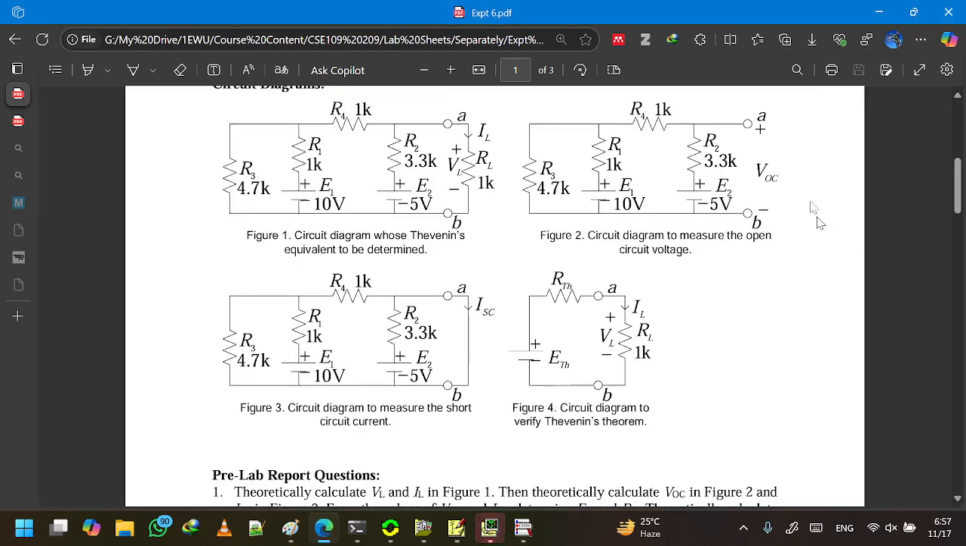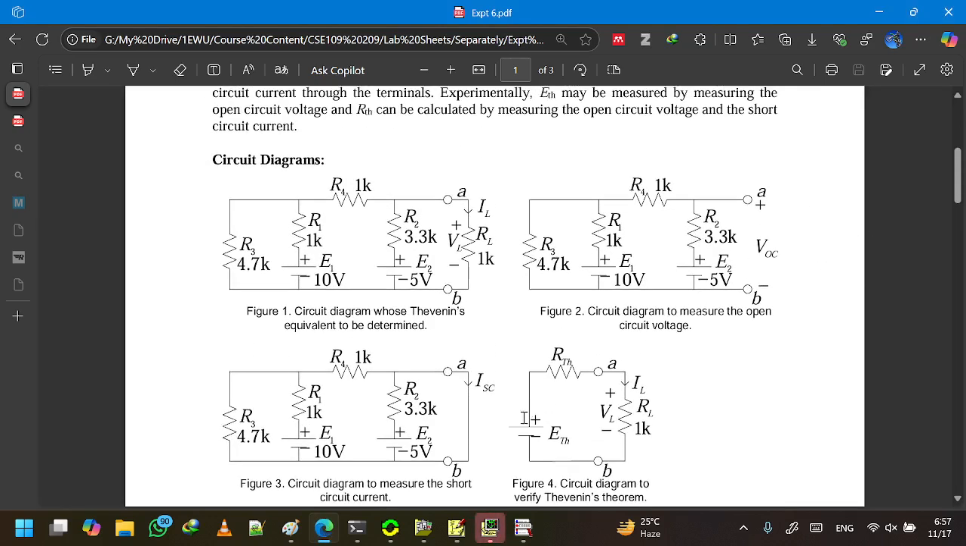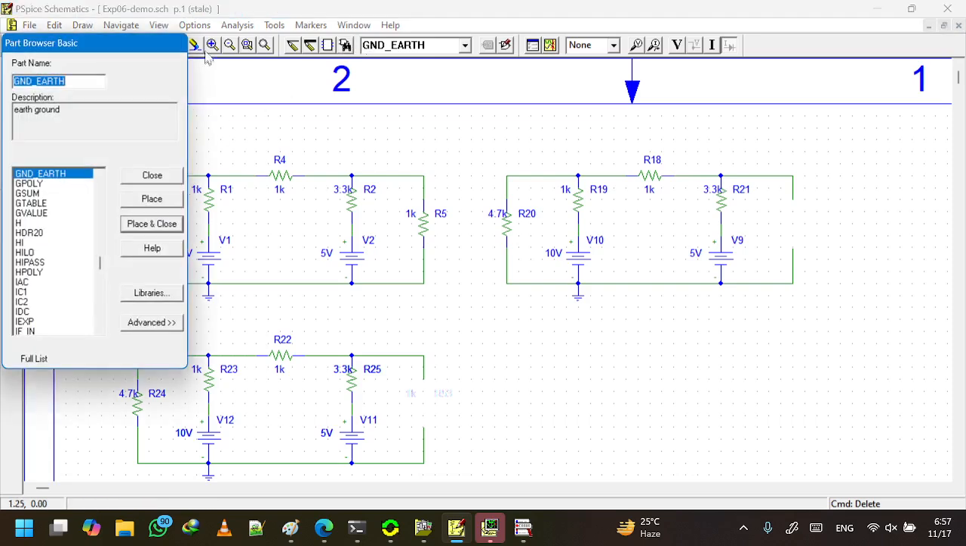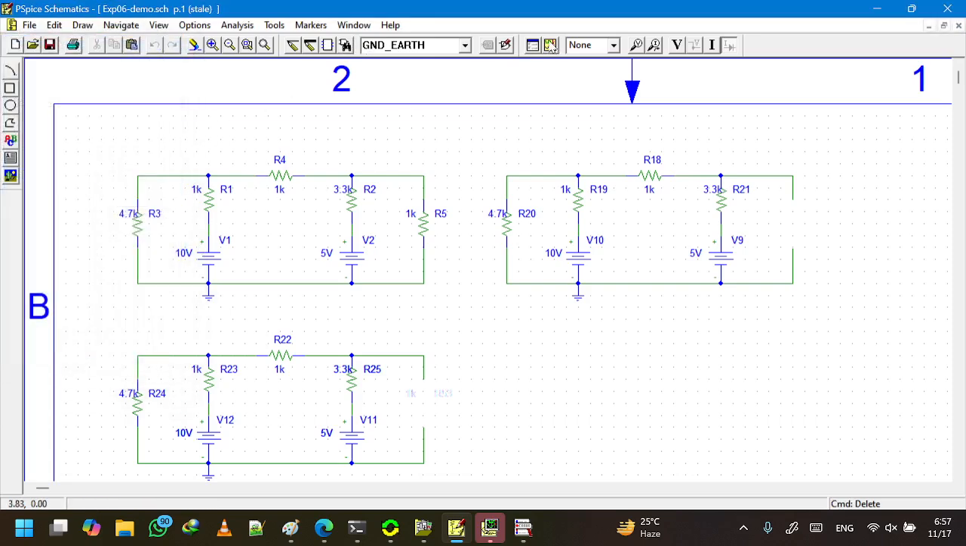Now this is the same copy of the same circuit, but in order to make it like the lab sheet, we need to create an open circuit over here and a short circuit over there. So let's delete this resistor. Now there is an open circuit, there is a short circuit. Let us try to simulate.